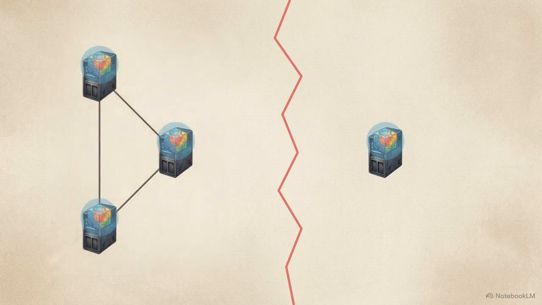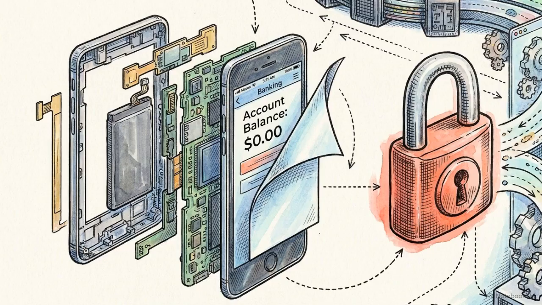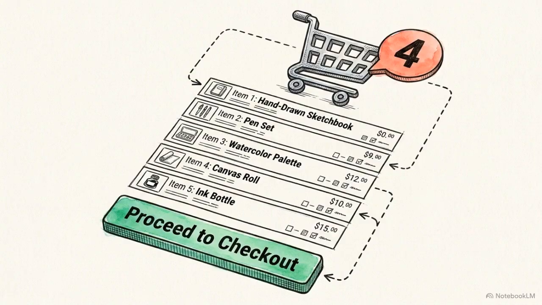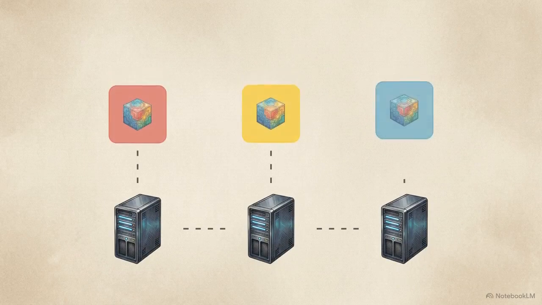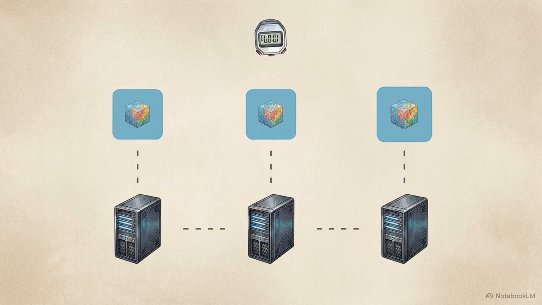An AP system prioritizes availability. It will return a response to the client immediately, even if it means serving data that is out of date or incorrect due to a network split. Banking systems often choose CP to prevent account errors, while shopping carts might choose AP, so a user can always add items to their bag, even if the count is temporarily inaccurate. Most massive consumer platforms choose AP for its speed, opting for eventual consistency. This means the system accepts data conflicts and resolves them after the fact.